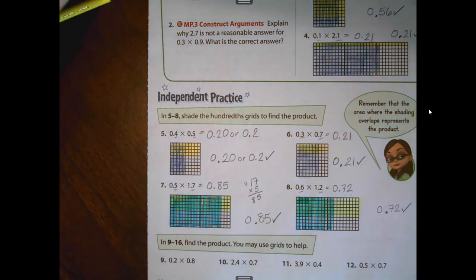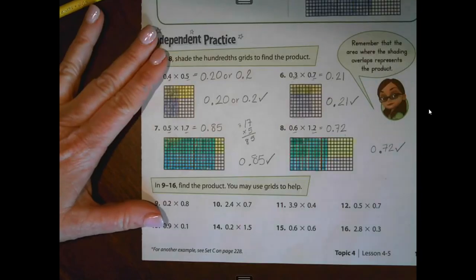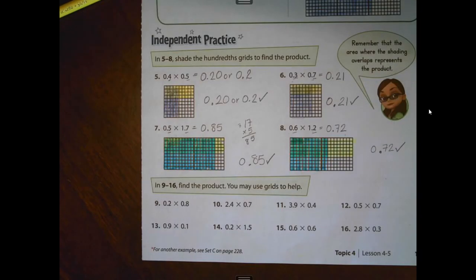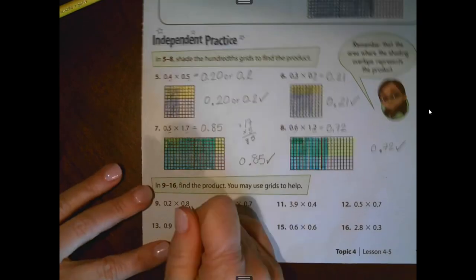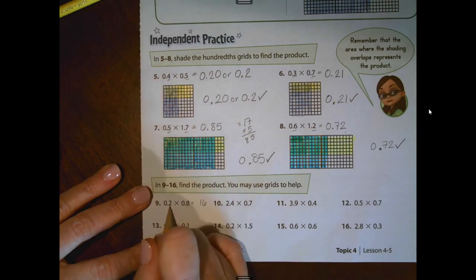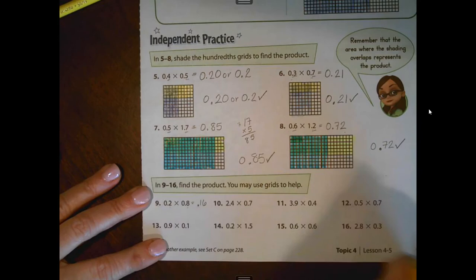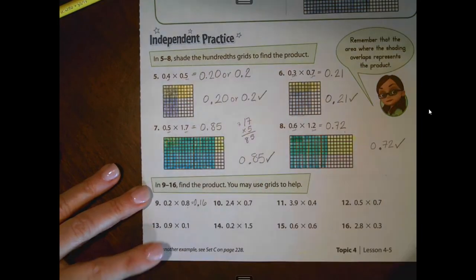All right, at this point, I am going to come away from the models, okay? I'm going to treat these as whole numbers, okay? So here we go. I know that 2 times 8 is 16, right? And I have 1 decimal digit in this factor and 1 in this factor. So I need 2 decimal digits in my answer. So I get 16 hundredths.